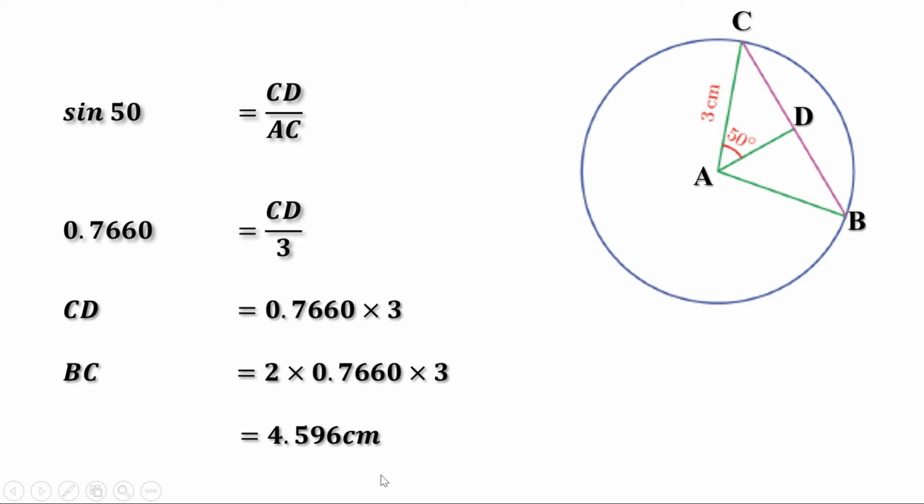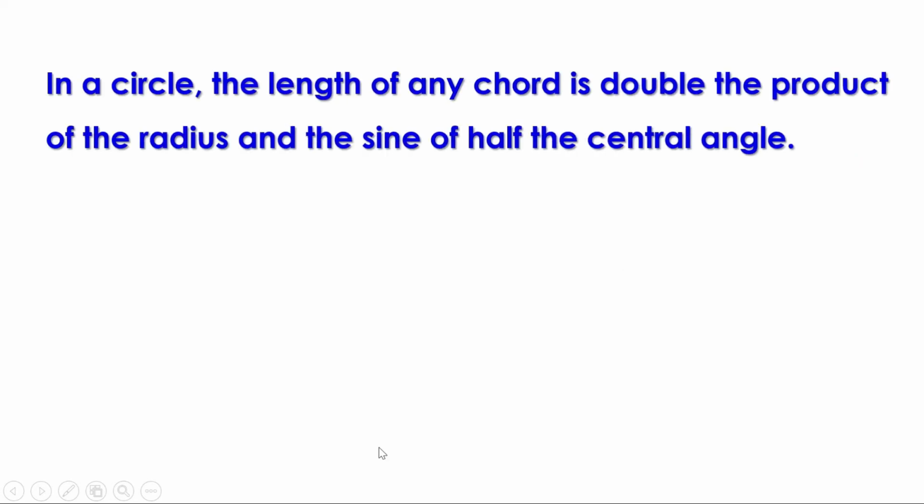We can use this technique to compute the length of any chord from its central angle. What did we do to compute the length of any chord from its central angle? We multiplied the sine of half the central angle by the radius to get half the chord. Double this gave the length of the whole chord. Therefore, we can say in any circle, the length of any chord is double the product of the radius and the sine of half the central angle. Double the radius is the diameter. Therefore, we can say the length of a chord is the product of the diameter of the circle and sine of half the central angle.